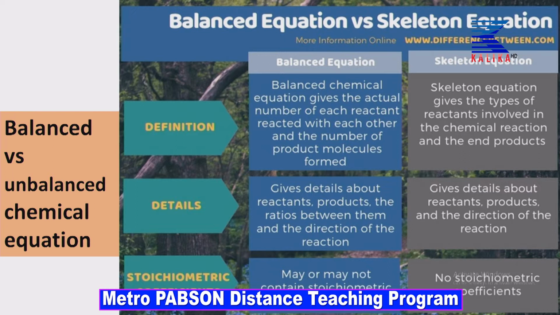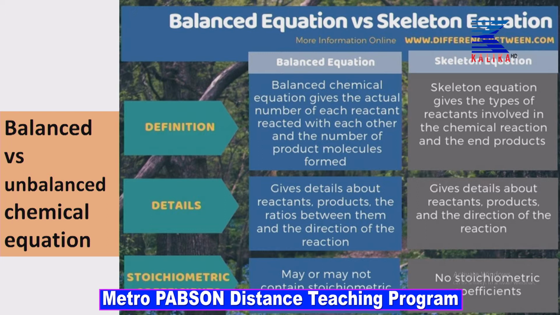The first difference is about definition. There you can find it out in your screen. Similarly, there is a second difference plotted. Balanced chemical equation gives a detail about reactants, product, the ratios between them and the direction of the reaction, whereas these informations are not fully found from skeleton chemical equation.